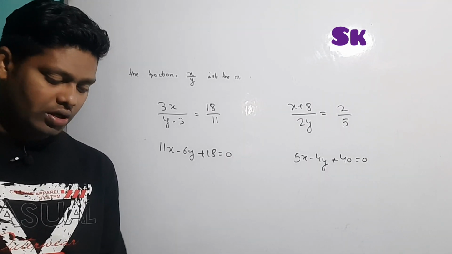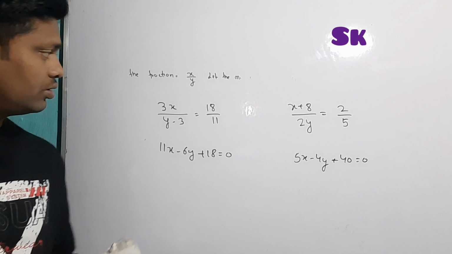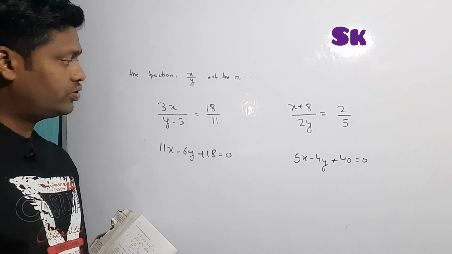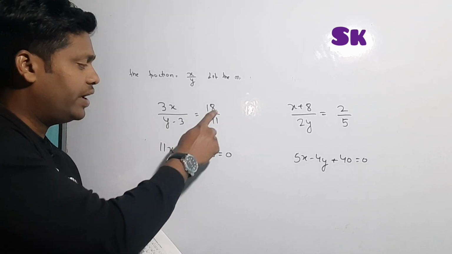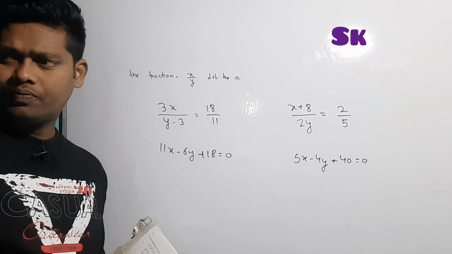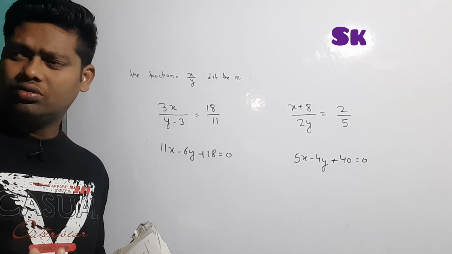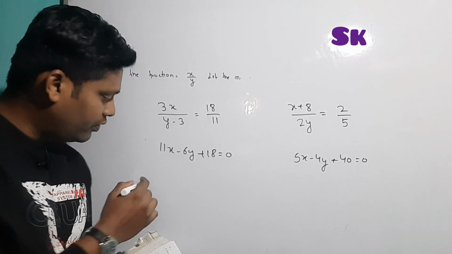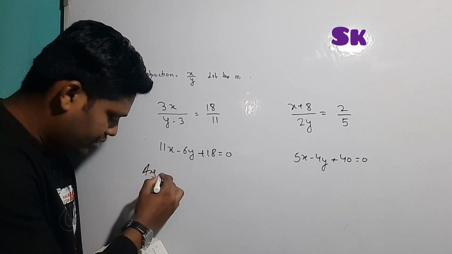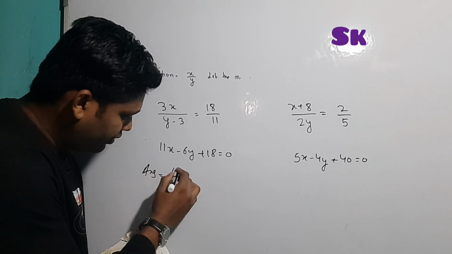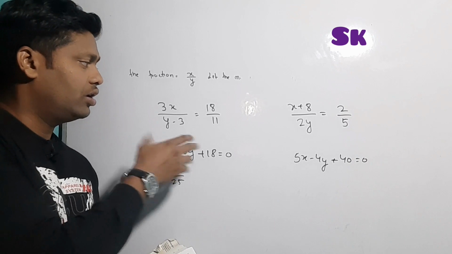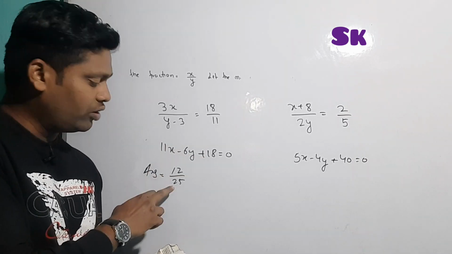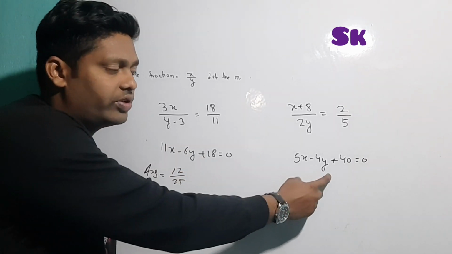Not having doubt. 3x is 3 multiplied by x. 3 into x means 3x only. Both are the same. After solving, I am writing the answer. It will be 12 by 25. Okay, you have to solve this one. In x you will get 12 and y you will get 25 after solving equation 1 and equation 2.